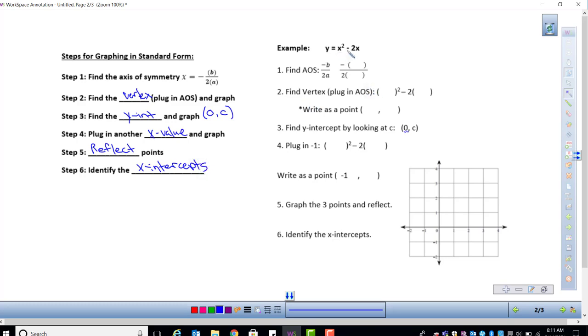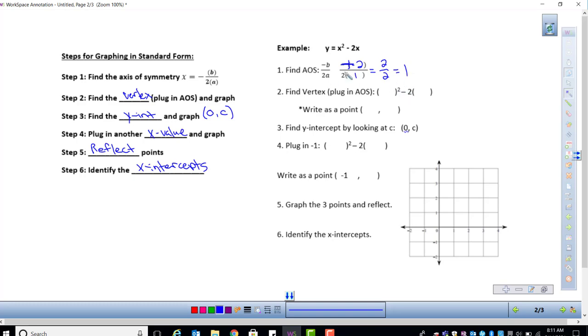We have y equals x squared minus 2x. Negative b over 2a would be negative negative 2. So I'm going to go ahead and change that to a plus, over 2 times a, which is 1. So I get 2 over 2. Axis of symmetry equals 1.